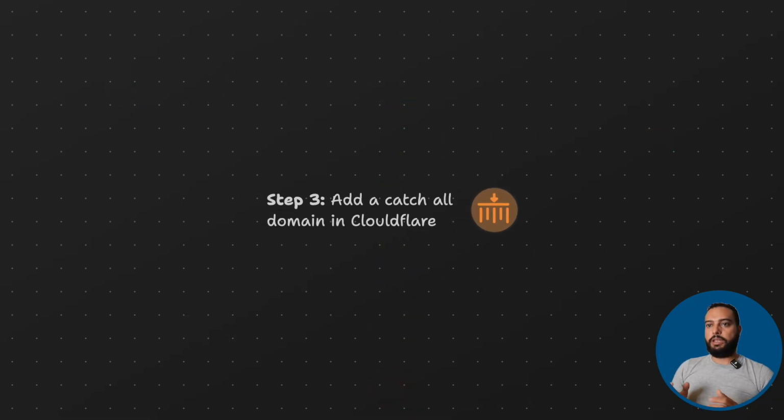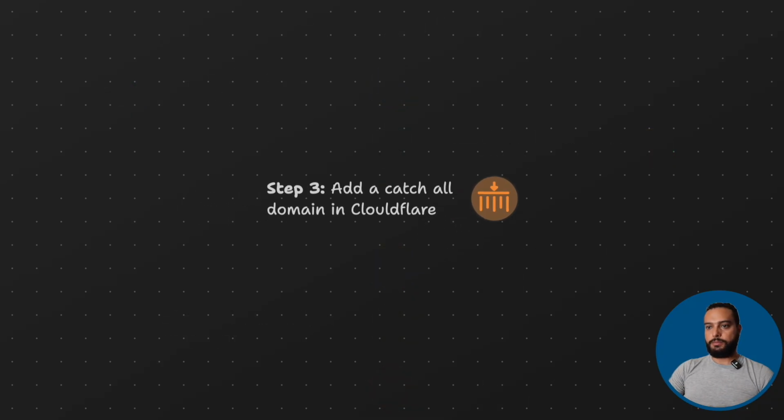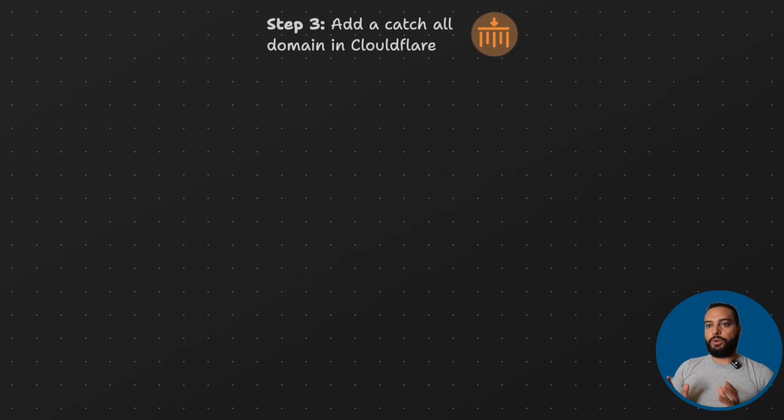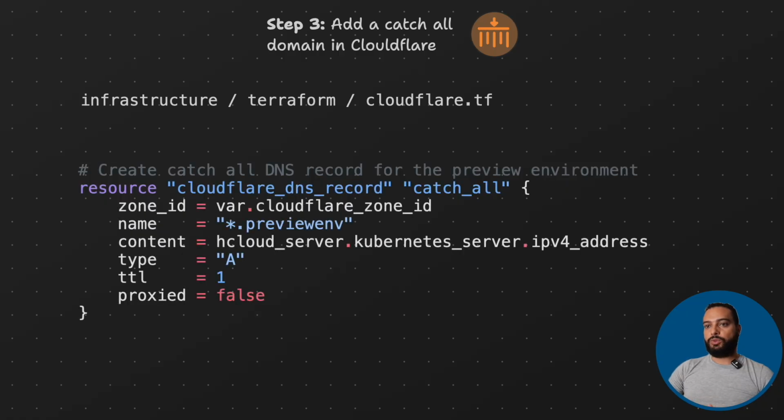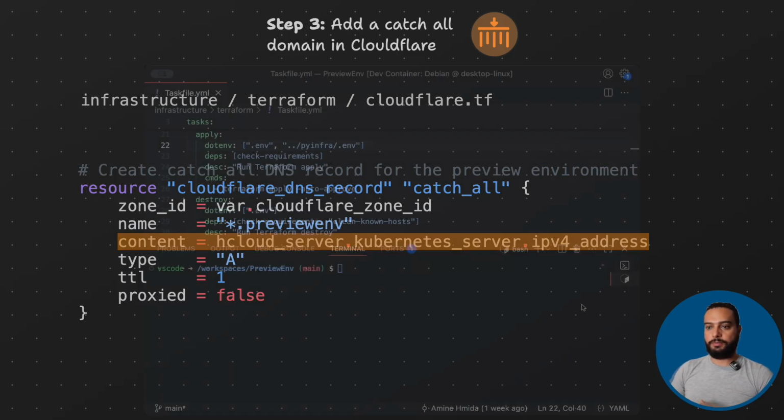Let's now deal with the DNS record. I'm going to add a catch-all DNS record in Cloudflare. This will save me the pain of adding and deleting DNS records each time I create a new preview environment or delete one. I just pointed to our Kubernetes cluster server IP address, and based on the domain the request is sent to, Kubernetes will know which preview environment has to handle that request.